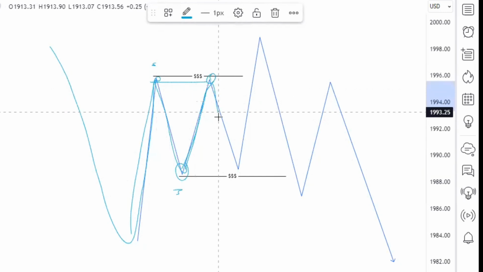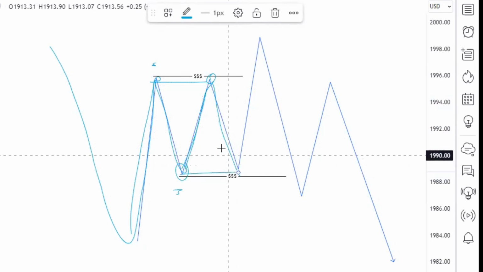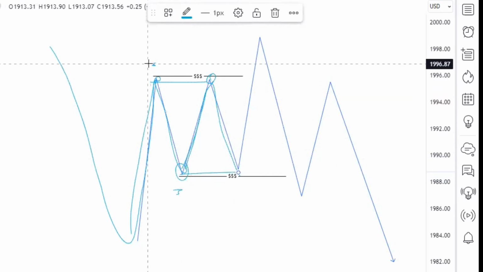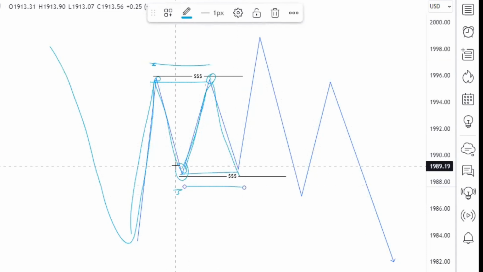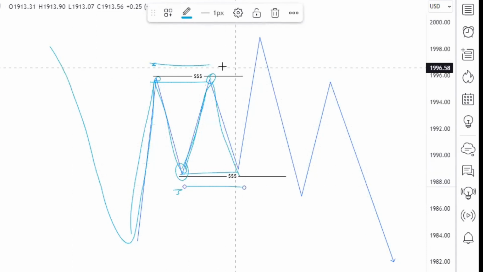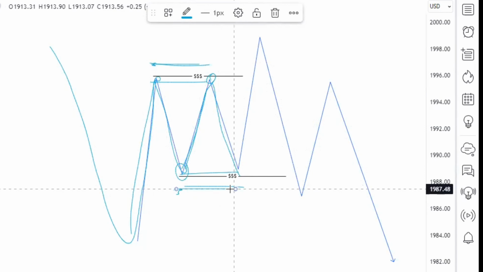Now price sold again to form another low equal to the previous low. So basically what this is saying is that price is forming equal highs and equal lows on the same setup. Seeing that price has dropped liquidity on both sides, both on the buy side and also on the sell side.